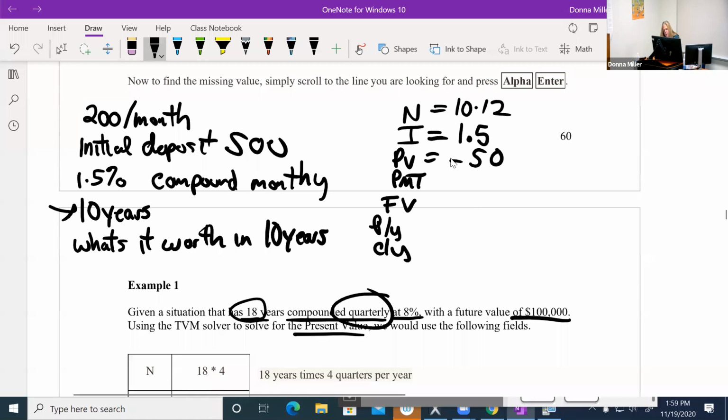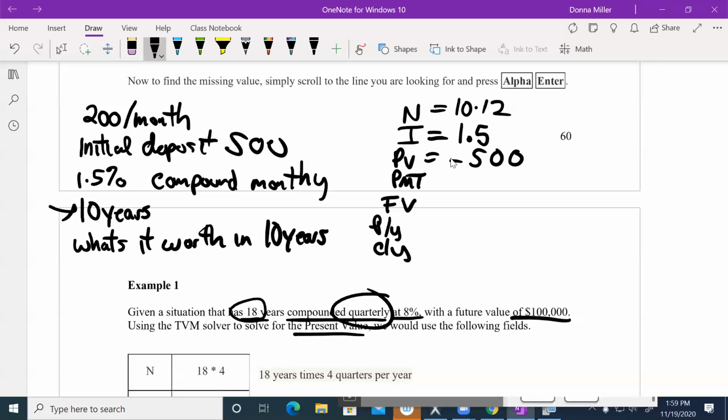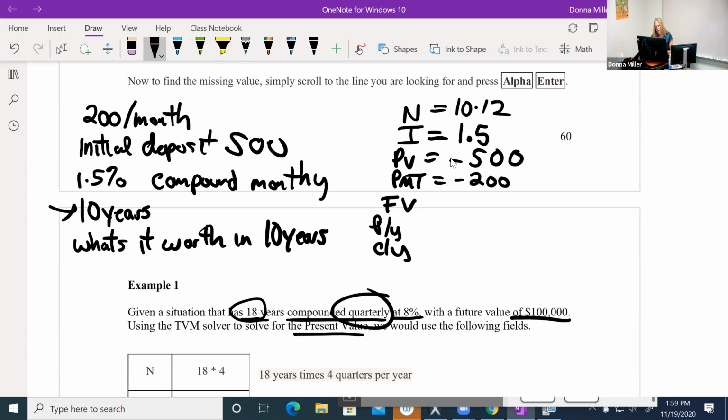And I'm going to put payments in of $200 a month. Is that positive or negative? Negative, it's coming out of my pocket. I want to solve for the future value. And the times I'm compounding per year would be 12, once every month. So we can solve for the future value. Let me plug this into a calculator.